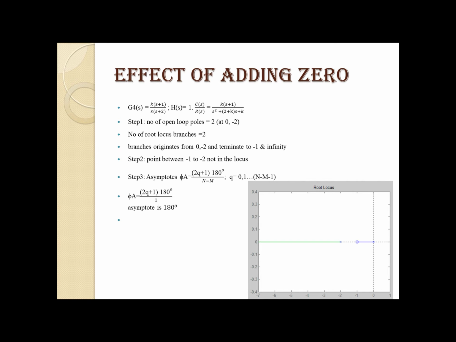infinite location. And here also, the region between -1 and -2, if we consider any test point in between, then to the right hand side the number of poles and zeros becomes an even number, so it does not lie on the locus. And the asymptotic angle can be calculated as 180 degrees. So this one is the root locus. We can see that for this pole it goes to the zero, and the other follows the 180 degree line and terminates at infinity.